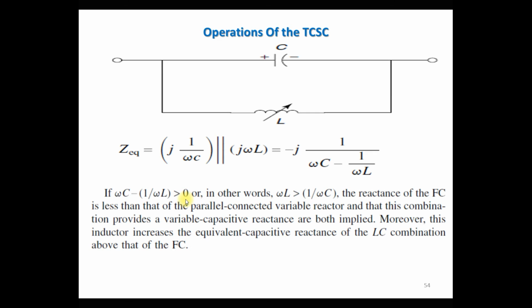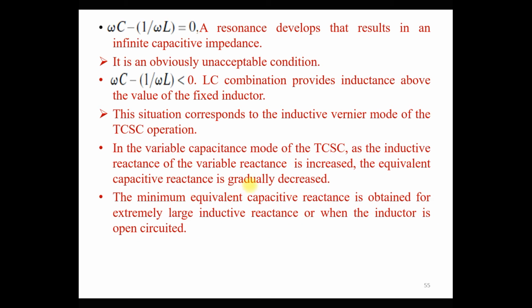In this condition only, when the inductance increases, the inductive reactance increases, and the equivalent capacitive reactance decreases. So the minimum equivalent capacitive reactance you obtain is for the extremely large inductive reactance case. In that case, you open the inductor, and you get the minimum value of the equivalent capacitive reactance, which is equal to that of the fixed capacitor.